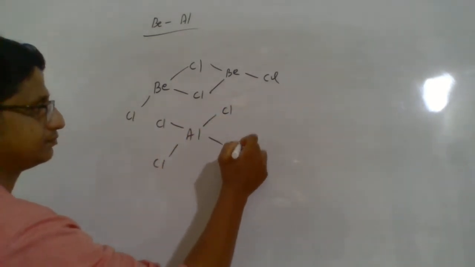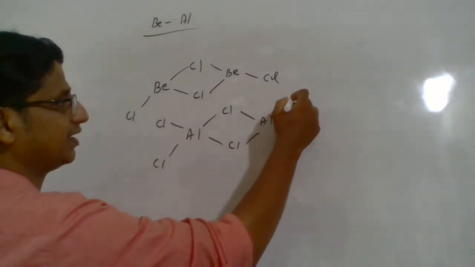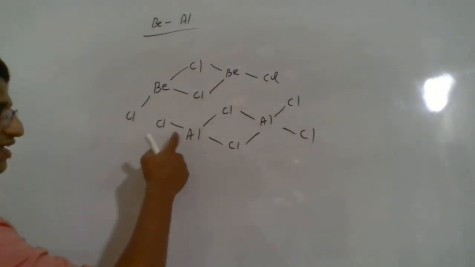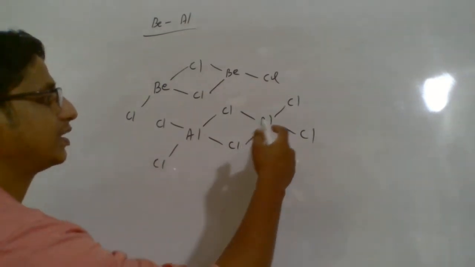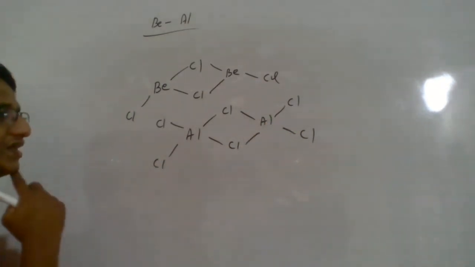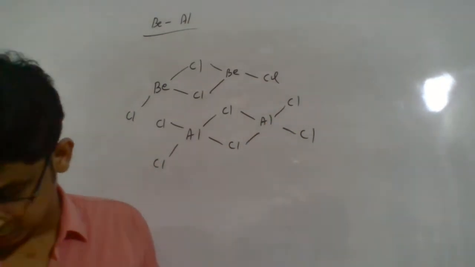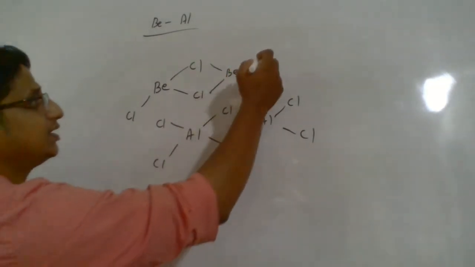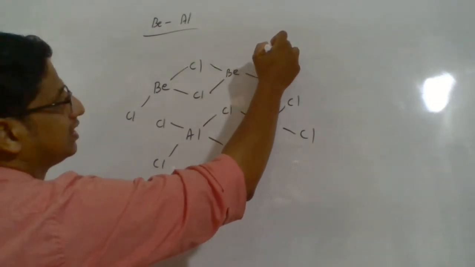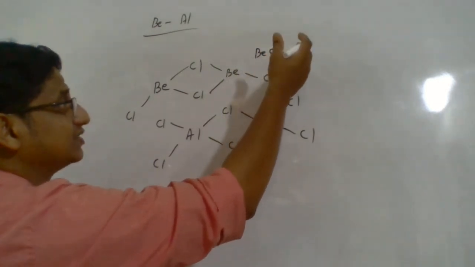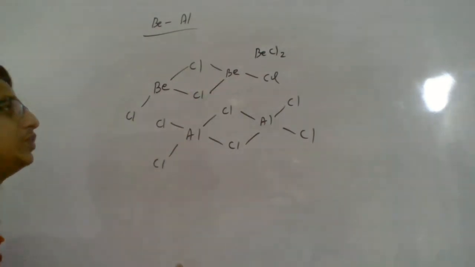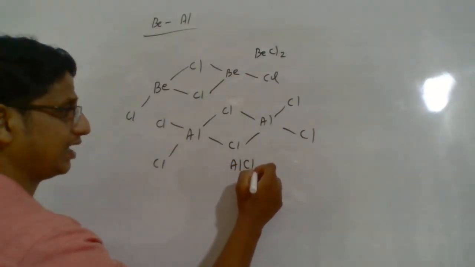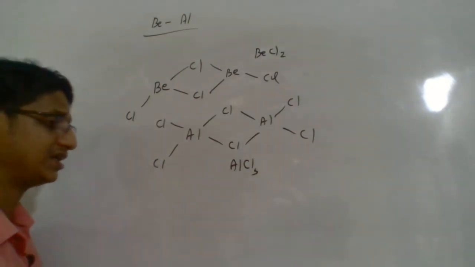AlCl3 also has a dimer structure. So dimer means two units of AlCl3 are combined. Here also AlCl3 units both combine to form a dimer-like structure. So next point, beryllium chloride, BeCl2, is actually existing as a dimer. So two units of BeCl2 combined, and AlCl3 is again a dimer.